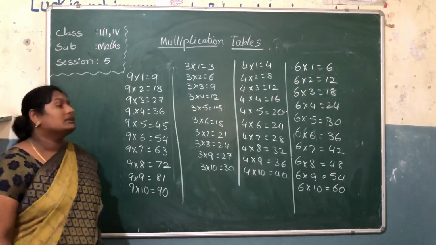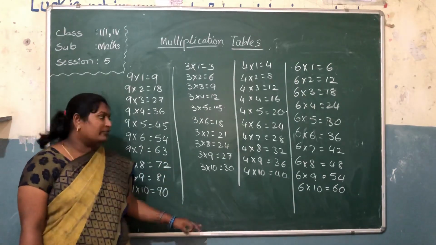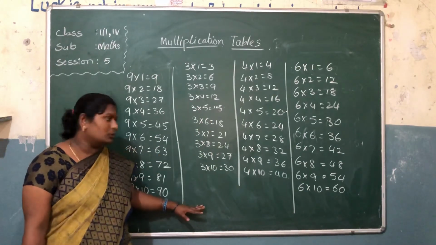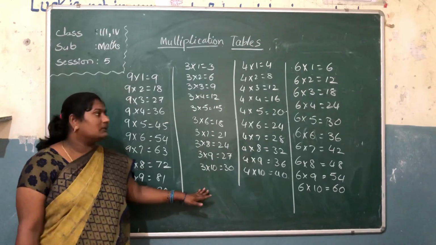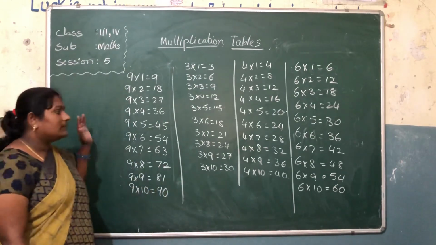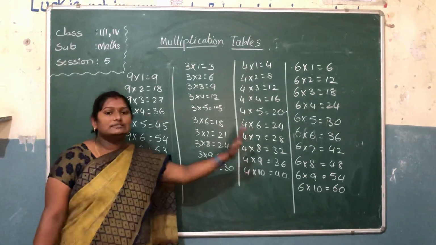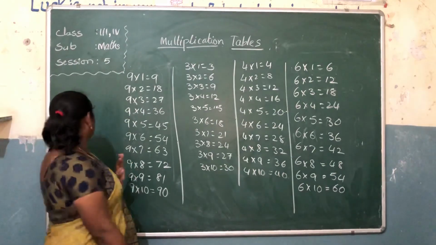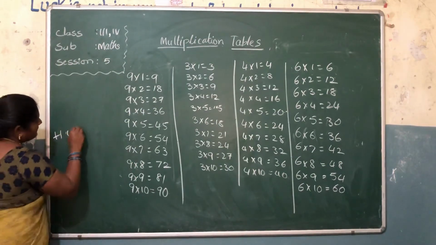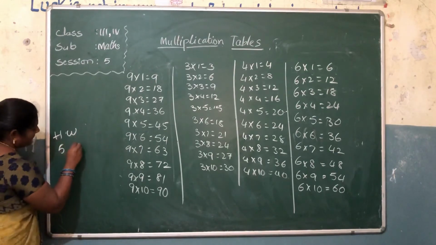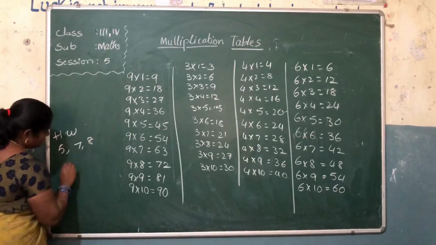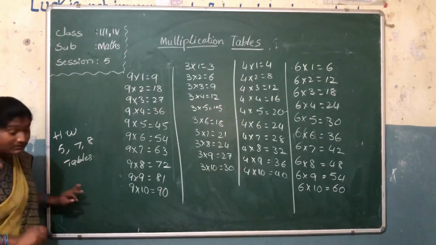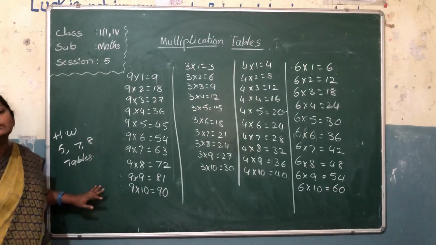What is the homework today? The 5, 7 and 8 tables are the homework. If you forgot the answers, you have to apply repeated additions. I already told you repeated additions. How? Add. Okay now? So these are the tables. 2, 3, 4, 6 and 9 I already told you. This is the classwork. Homework is the 5, 7 and 8 tables. Okay?